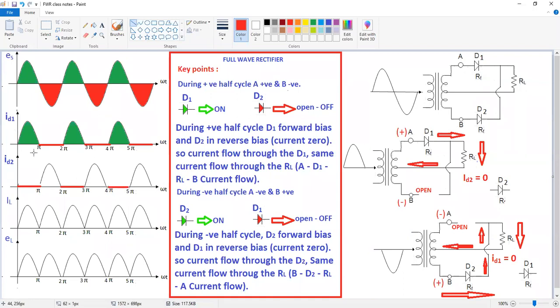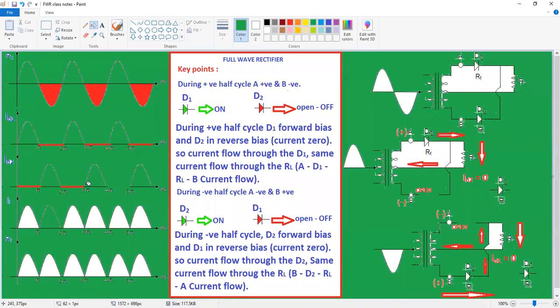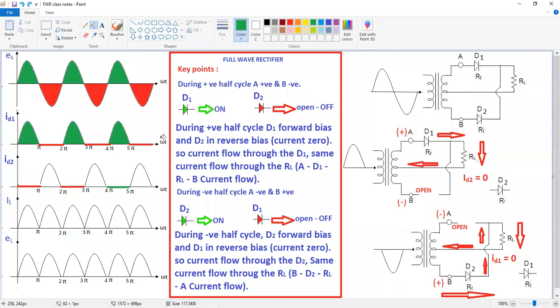Now this is ID1, ID2. That means current through diode D1, current through diode D2. Now see here, in both cases the current is in the downward direction. That means in both the cases, the current is in the same direction. So the total current will become ID1 plus ID2.